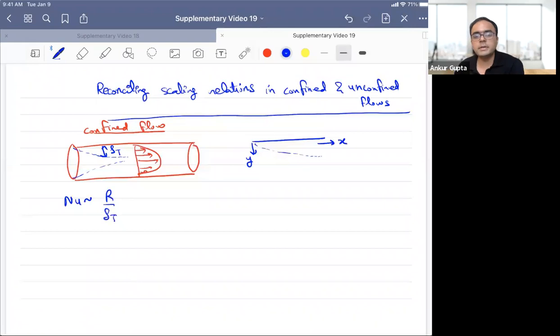This is typically the case: you have one by the thermal boundary layer times the dimension of the system. So in this case, it's the radius. In the flat plate cases, it's the length, and so on. That's the Nusselt number, and that's what we want to find.